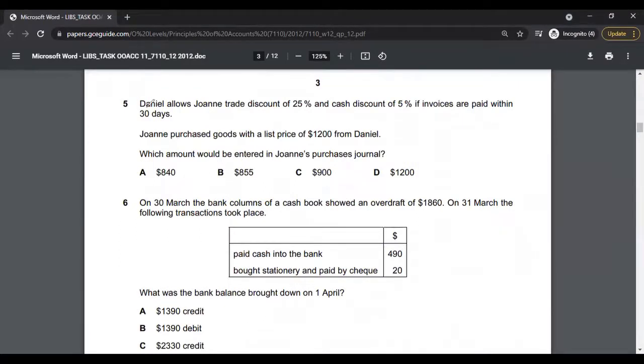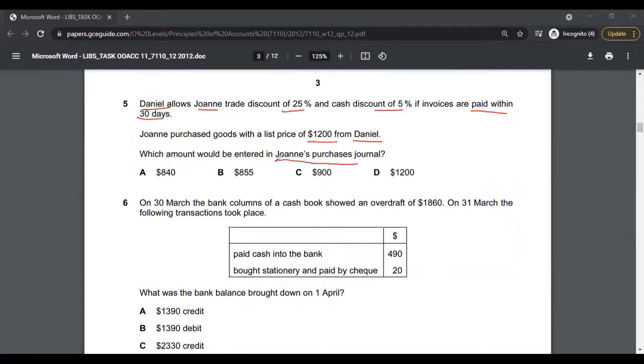Multiple choice 5. Daniel allows Joanne a trade discount of 25% and a cash discount of 5% if invoices are paid within 30 days. Joanne purchased goods with a list price of $1,200 from Daniel. Which amount would be entered in Joanne's purchases journal?